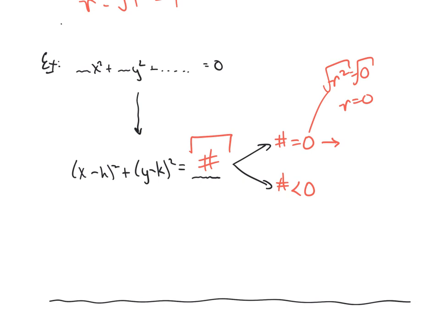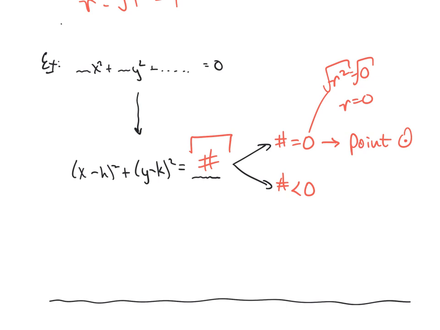Well, what we end up with is a special situation that's called a point circle, where there's only one point that makes the equation true, and that's the location of the center. Okay? So the center point is the only point on the circle. There's just that one single point.